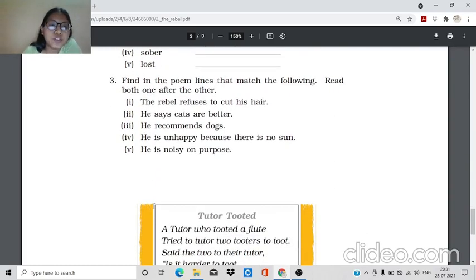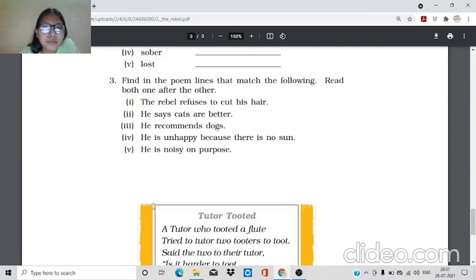Question three. Find in the poem lines that match the following. So you can find it in the poem. The rebel refuses to cut his hair. So why does the rebel refuse to cut his hair? Because everyone has long hair. Okay, you need to find a line that matches. The rebel refuses to cut his hair. He lets his hair grow long.